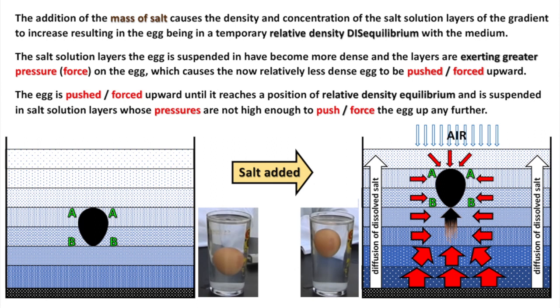The addition of the mass of salt causes the density and concentration of the salt solution layers of the gradient to increase, resulting in the egg being in a temporary relative density disequilibrium with the medium. The salt solution layers the egg is suspended in have become more dense and the layers are exerting greater pressure, force, on the egg, which causes the now relatively less dense egg to be pushed, forced upward. The egg is pushed, forced upward, until it reaches a position of relative density equilibrium and is suspended in salt solution layers whose pressures are not high enough to force the egg up any further.